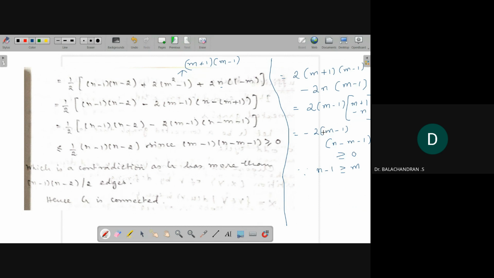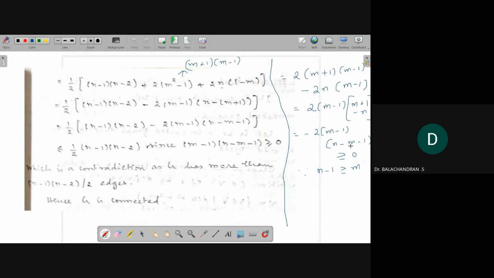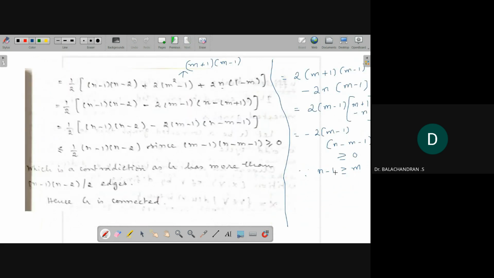Which one is greater than or equal to 0? This is also greater than or equal to 0 because m is minimum 1. Similarly, n minus 1 is greater than or equal to m, or m is less than or equal to n minus 1. So you can put m is greater than or equal to 1. That's why this is also greater than or equal to 0.